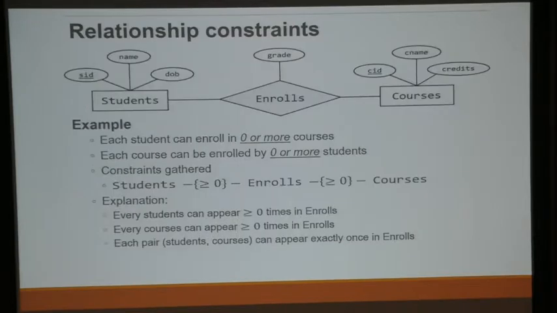Okay, so let's have an example. Without any constraint, this is what we call a many-to-many. So every student can appear greater than or equal to 0 times within this relationship. Every course can appear greater than or equal to 0 times within this relationship.